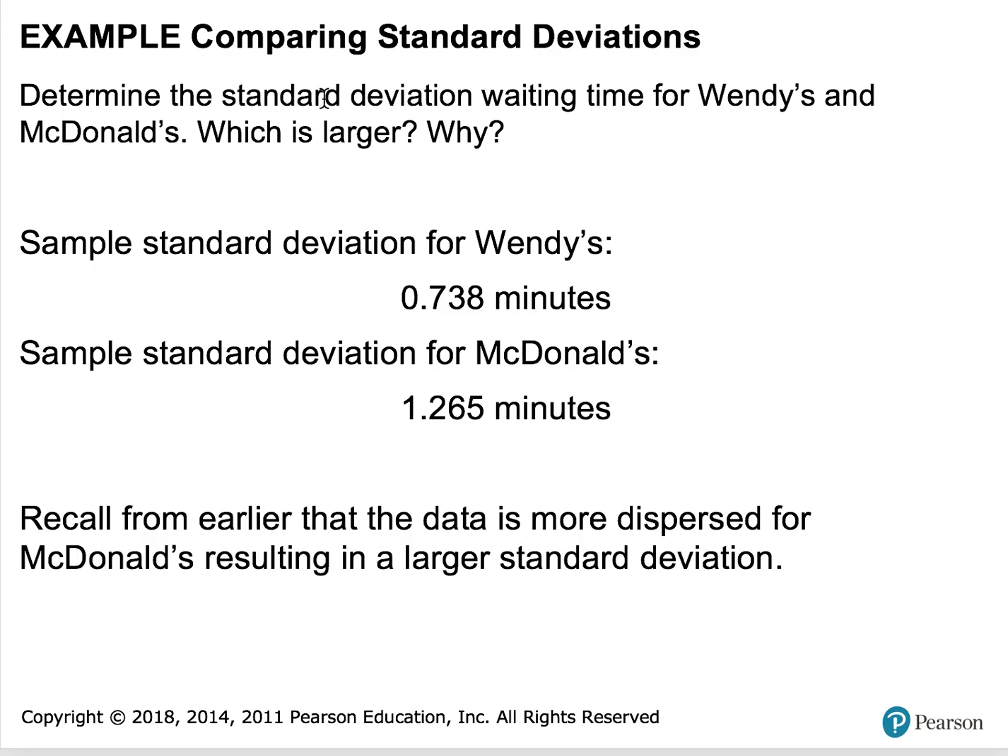So let's go back and talk about that beginning example we talked about between Wendy's and McDonald's. It says determine the standard deviation, which I'm not going to go back and redo. I've already done it to save us time. It says which is larger and why. So the sample standard deviation for Wendy's was 0.738 minutes and for McDonald's 1.265. Recall from earlier that the data is more dispersed for McDonald's, which resulted in a larger standard deviation.